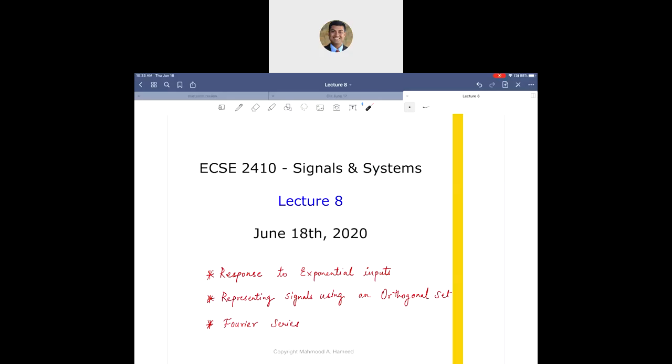The first thing that I would like to do before I start talking about lecture 8, we have a few things on the agenda. We have response to exponential inputs. We have talked about response of LTI systems for an arbitrary input x of t. We are going to focus today on exponential inputs, and we are going to lay some groundwork for that. Then our second item on the agenda is to represent signals using an orthogonal set of functions. And then that will lead us into one of the core topics of this class, which is Fourier series.